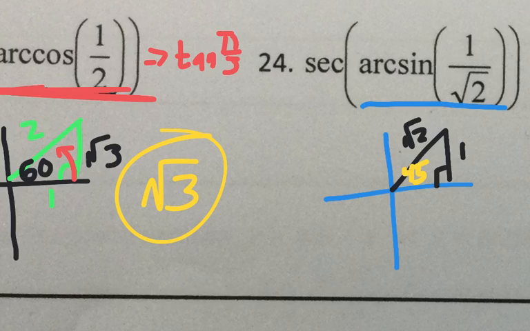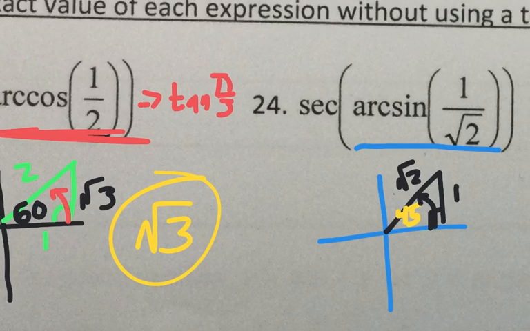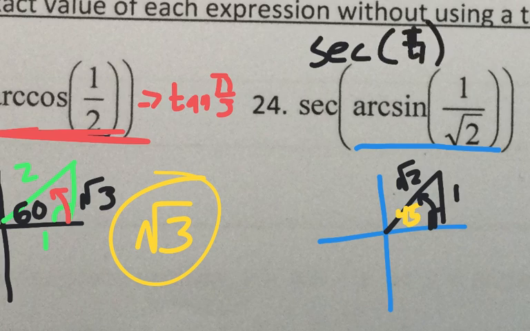So how much did I rotate to get a 45-degree reference angle in the first quadrant? Pi over 4. So what am I finding? I am finding secant of pi over 4. Well, if I rotate pi over 4, guess where I get? I get in this exact same position. That doesn't always happen, but it is here. So I'm using this exact same triangle.